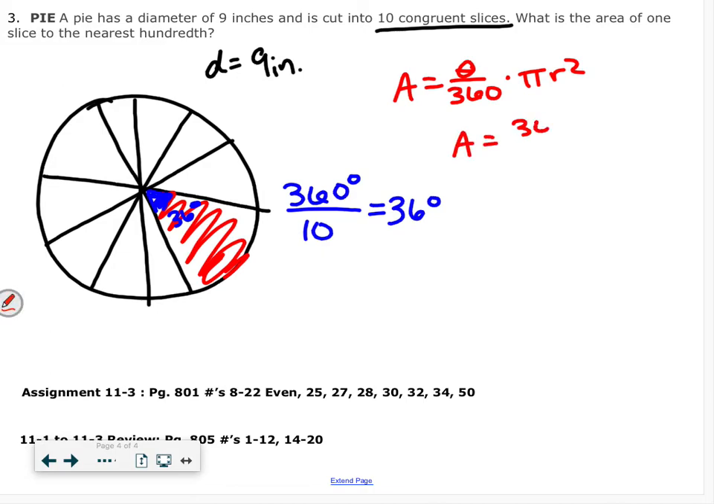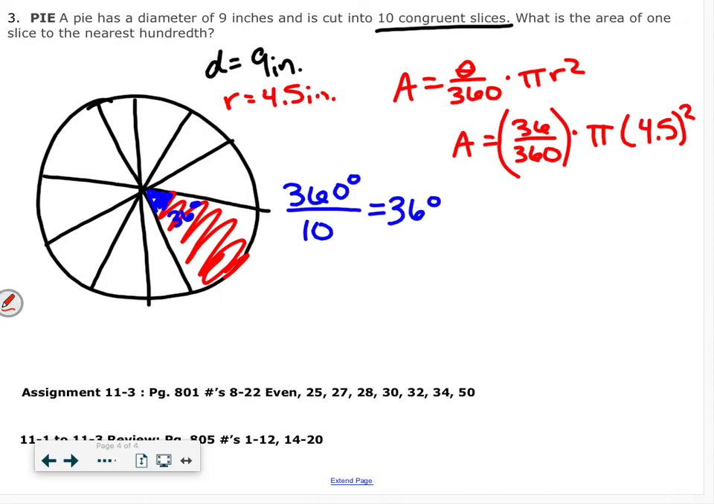So 36 over 360 times pi. Now our diameter is 9, so our radius is going to be 4.5 inches, or half of that. So I'm going to substitute that in over here, and then really multiply through. When you multiply through, we should get our area to be about 6.36 inches squared.